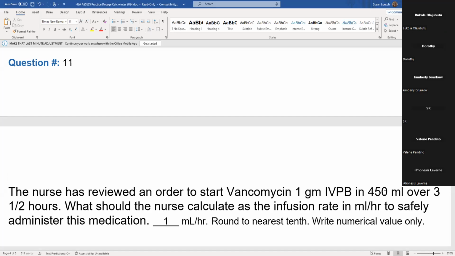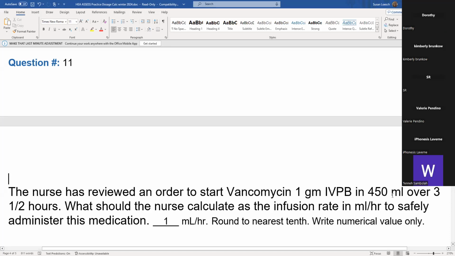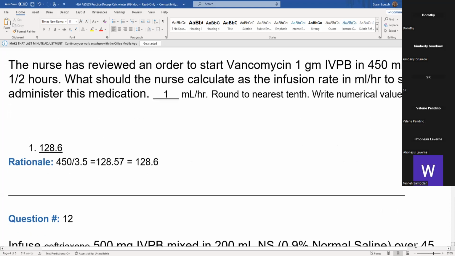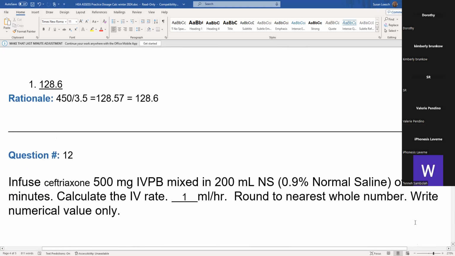128.6. Yes, 128.6. Okay, so it said round to the nearest tenth. So if you put 128.6, you're correct. All right. How about this one?